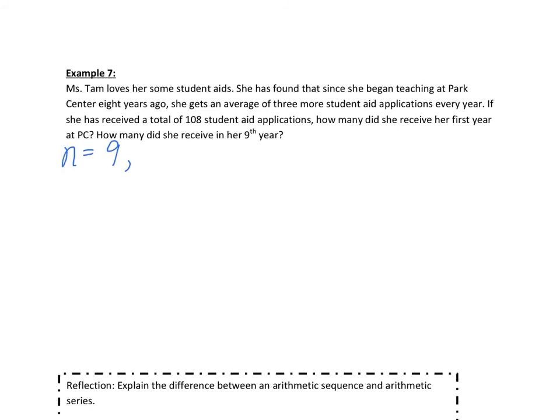The next thing I'm going to ask you to do is write down the sum after 9 years. Okay, how many total student aid applications should you get after 9 years? Take a second, write that down. And then lastly, write down the common difference. So what does d work out to be? Okay, what is she going up or going down by? So if you wrote down that the sum was 108 and the common difference was 3, and the number of terms that we're dealing with is 9, then you're in great shape.